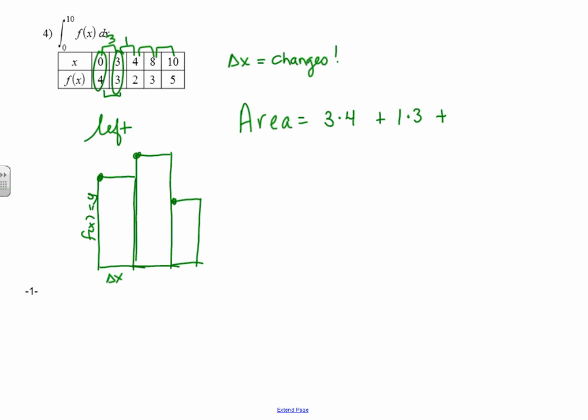Moving on to rectangle number 3. I am going to look at distance from 4 to 8. That has a distance of 4 for the width, multiplied by the height. Left-hand method would be 2. Added with 8 to 10 is delta x of 2 times left-hand height. Right there, it's 3 tall. Now, I think you guys can handle the math from here. See what you come out with.